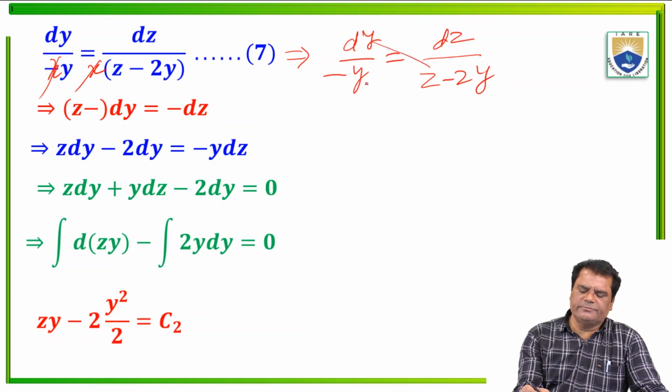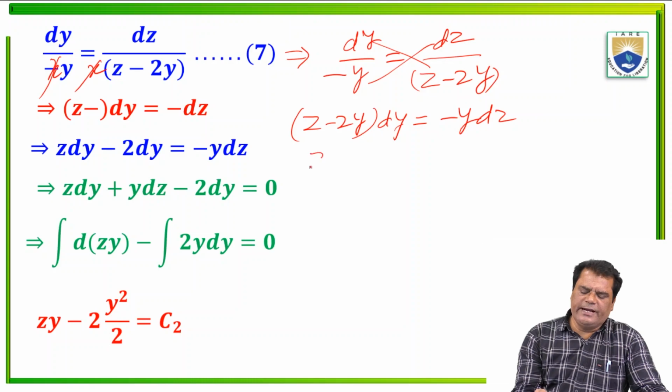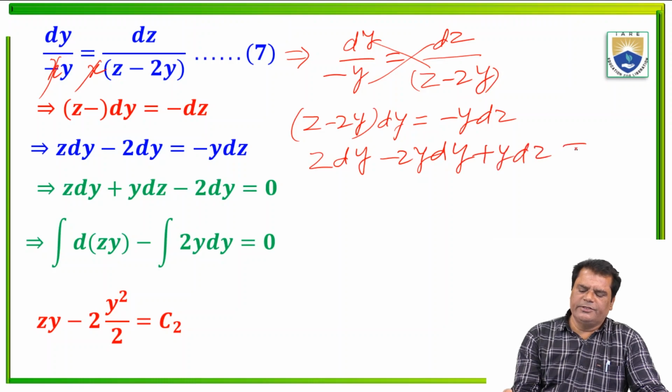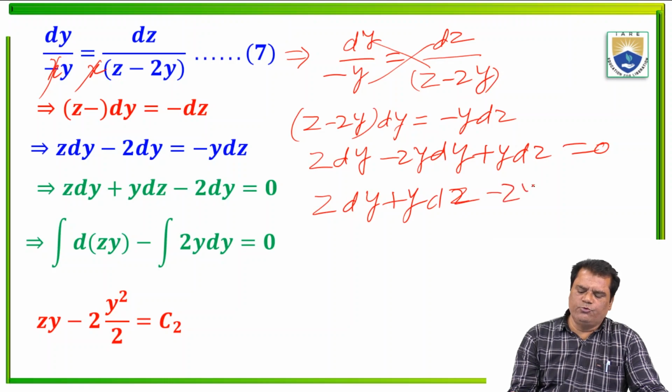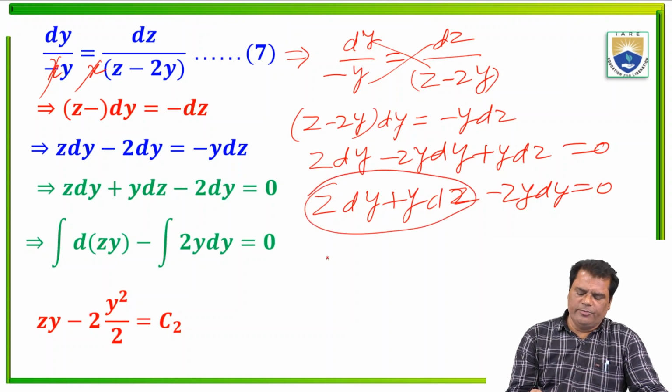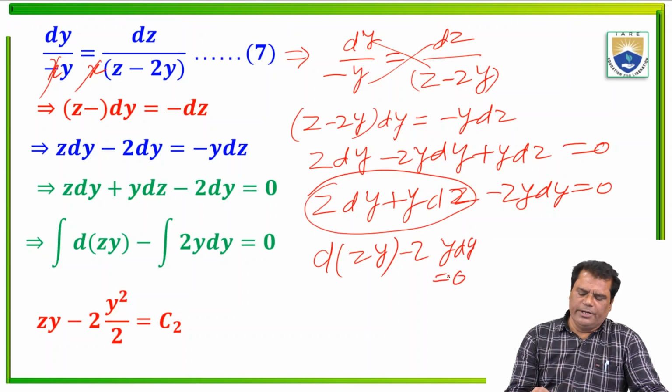Now cross multiply this. So writing here z minus 2y into dy equal to minus y into dz. So here is z dy minus 2y dy plus y dz, and this equals 0. So here z dy plus y dz and minus 2y dy, this equals 0. So by this formula we can write d of zy minus 2 y dy, this equals 0. Integrating on both sides.